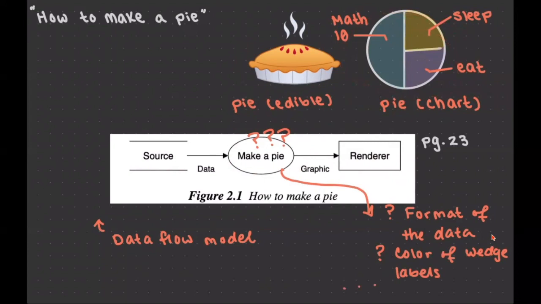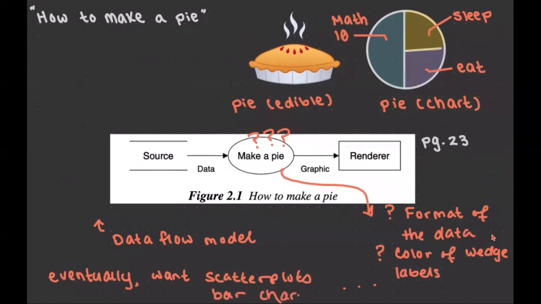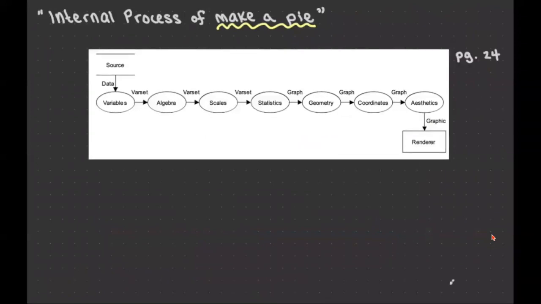Eventually we want things like scatter plots or bar charts. And the idea is, if we have a good enough idea of the internal workings of what goes into making this pie chart, then we should be able to extend it pretty easily to anything else that we might want to make. And here we have another graphic from the book.